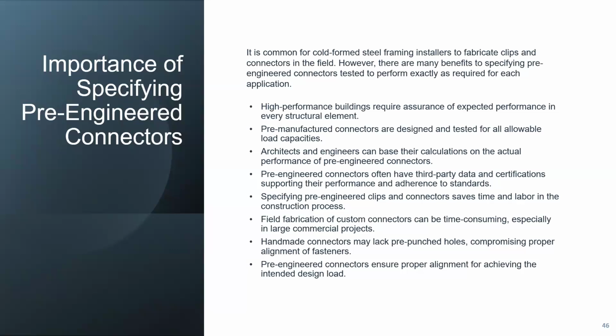Specifying pre-engineered clips and connectors is going to save time and labor in the construction process, as we saw in the last section. And the field fabrication of custom connectors can be very time-consuming, especially in large commercial projects. So using a product like that wood backing system that's going to help save 75% of labor is definitely valued. And lastly, most of the connectors are going to have those pre-punched holes that allow proper alignment of the fasteners and also ensure that the contractor is installing them the correct way in accordance with the design.